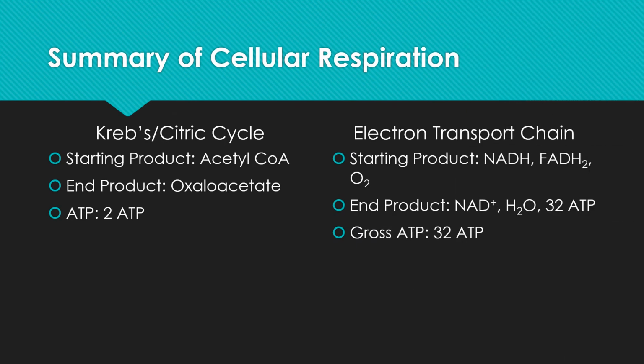In the next step of cellular respiration, the Krebs cycle's starting product is acetyl coenzyme A. The end product is oxaloacetate. It contains 2 ATPs. Electron transport chain: the starting products are NADH, FADH2, and O2. The end products would be NAD+, H2O, and 32 ATPs, for a gross ATP of 32.